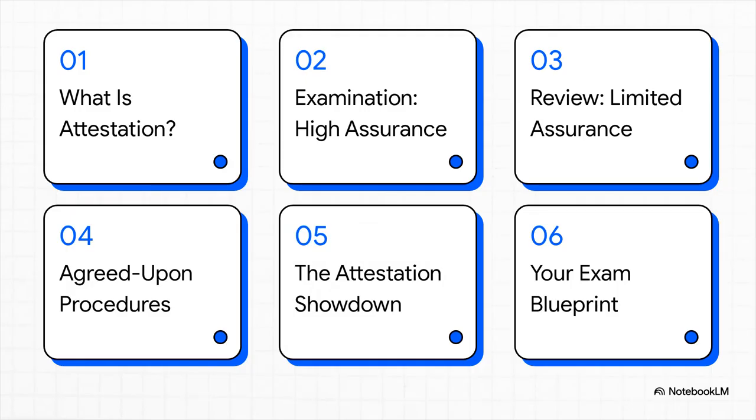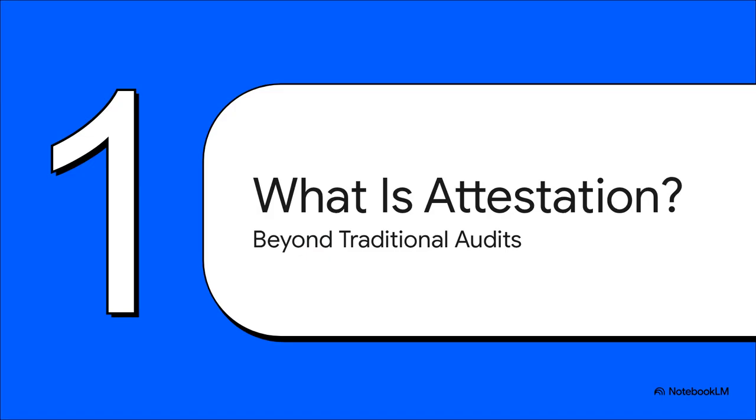So, here's our game plan. First up, we'll get a solid handle on what attestation even is. Then, we're going to break down each of the 3 main types, one by one. After that, we'll put them head-to-head to really spotlight the differences. And to finish, we'll cover some super useful memory aids and common exam traps to make sure all this information really sticks. All right, let's get right into it.